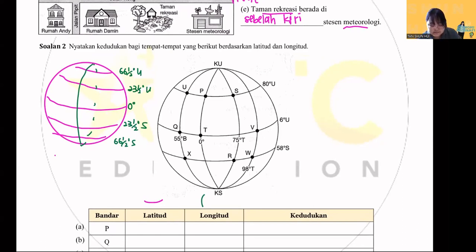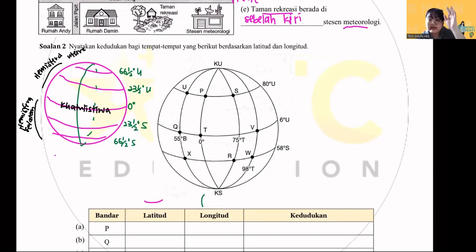What is their name? The middle one from 0 degrees, we call it Katulistiwa, the Equator. Equator splits your Earth into the Northern Hemisphere and the Southern Hemisphere. Okay, the North and the South.